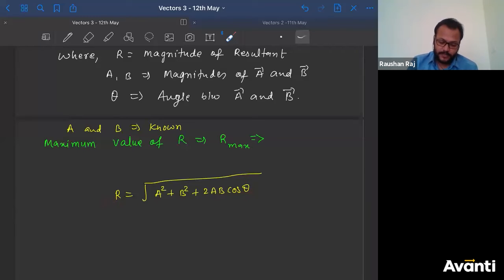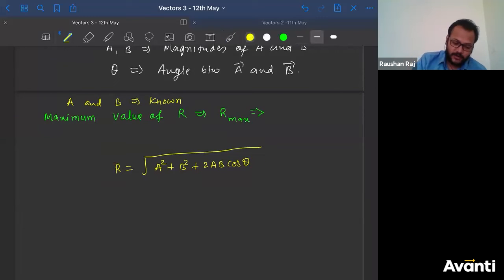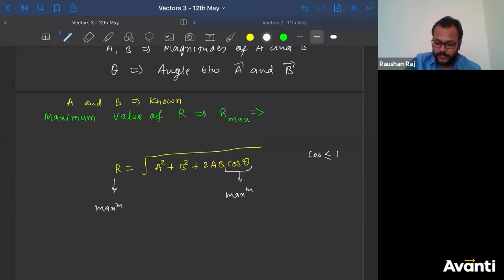Very good. So when R will be maximum, can I say this is positive 2AB? It is positive, plus 2AB. So if this 2AB cos theta is maximum, this R will be maximum. Indirectly I am saying if cos theta is maximum, R is maximum. Right? So tell me what is the maximum value of cos theta? Cos theta can have a value less than equal to 0 and greater than equal to -1. So from where to where will the cos theta value change?